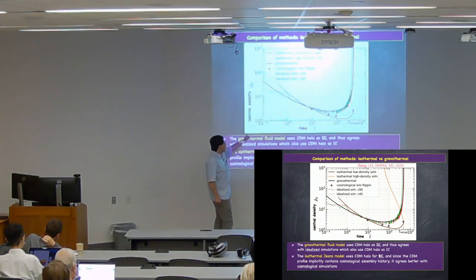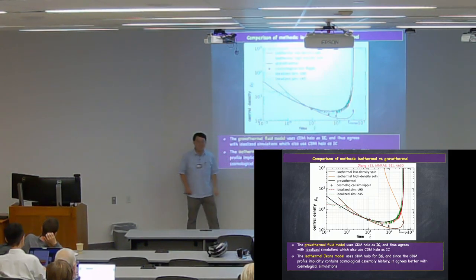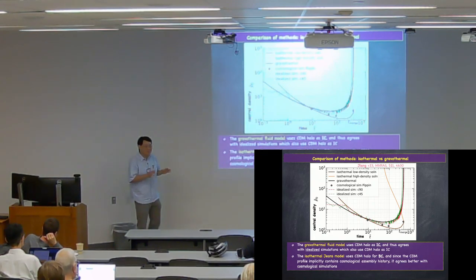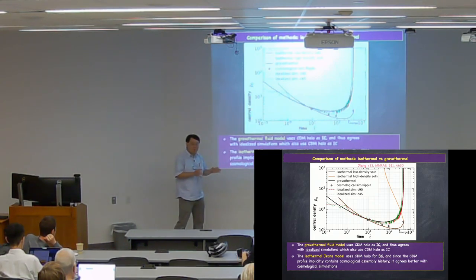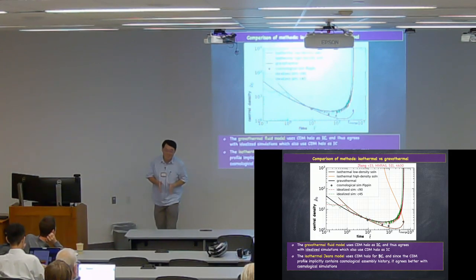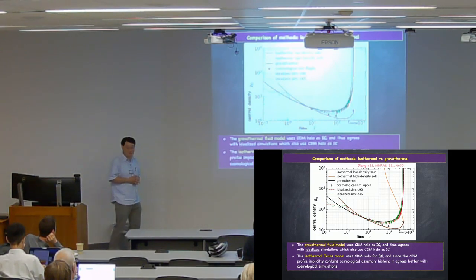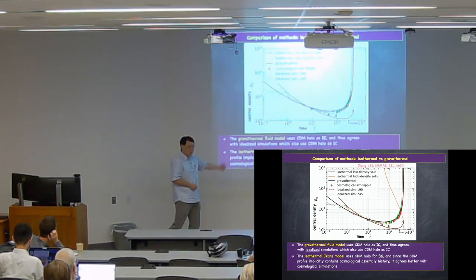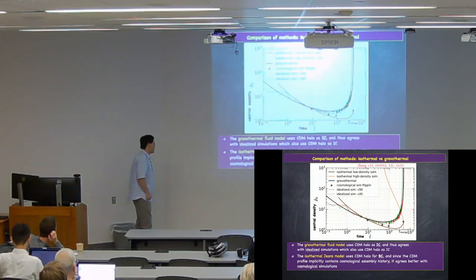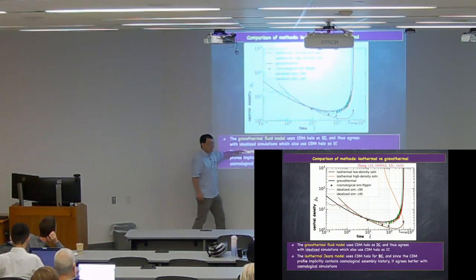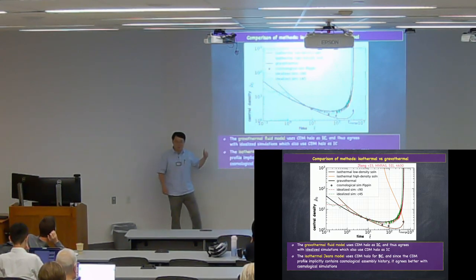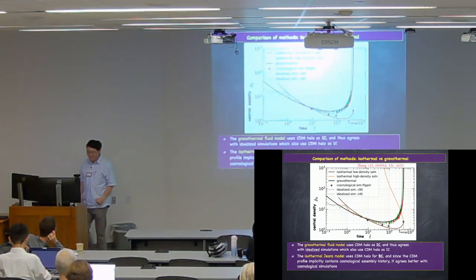It's quite interesting that this very simplistic low-density isothermal Jeans solution agrees with these gray dots, which are cosmological simulations. If you think about it, it's not surprising, because the NFW profile, which we use as a boundary condition, contains cosmological assembly history information. The profile shape reflects assembly history. That's why it agrees with the cosmological simulation better. But the fluid model, by construction, agrees with the idealized simulation, which also uses NFW as an initial condition.